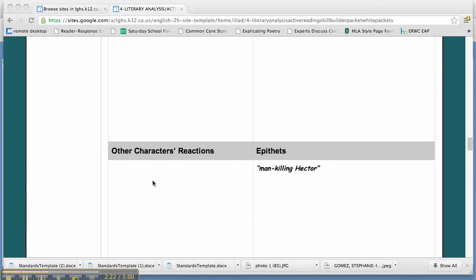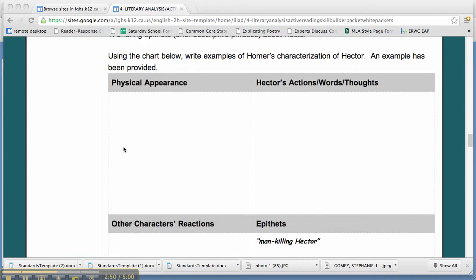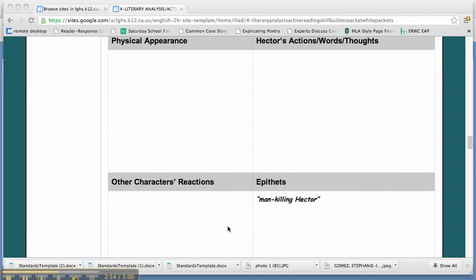And other characters' reactions, so it could be how Achilles reacts to him, how his wife reacts to him, the way she acts around him, what she thinks about him, how Athena reacts to him in a certain way, and even Priam for sure, because that's his father. And they all say something. Their behavior talks about the kind of person that Hector is. So at least 3 bullets, I would say. 3 bullets here, maybe 3 bullets here, and there's more than enough.